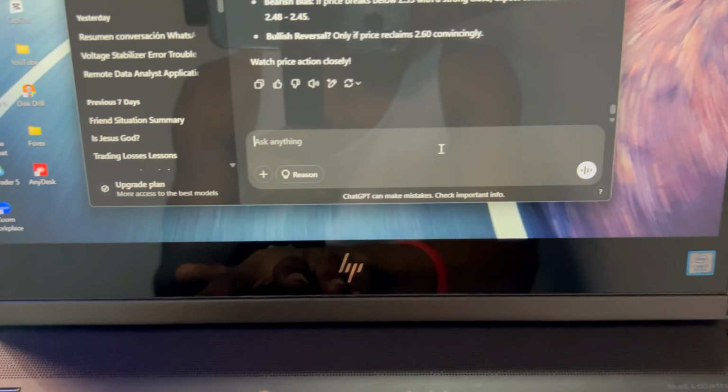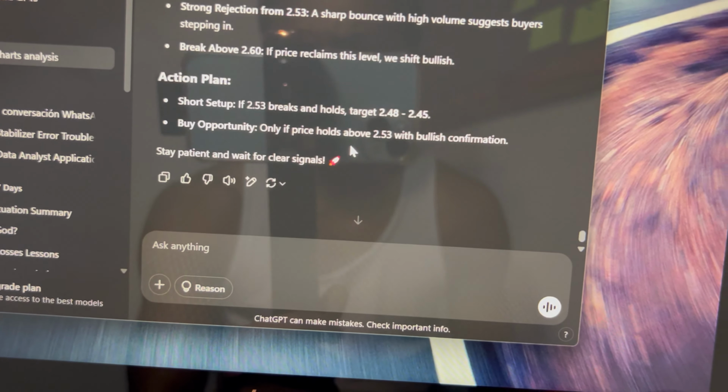So now I'm going to ask ChatGPT exactly what we should be looking for. What should we be looking for exactly? So this is what ChatGPT is saying.